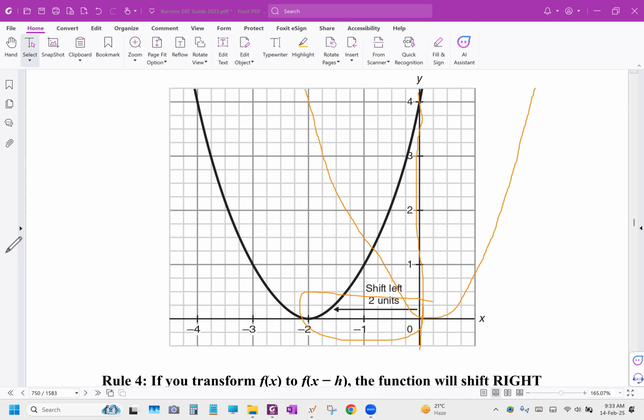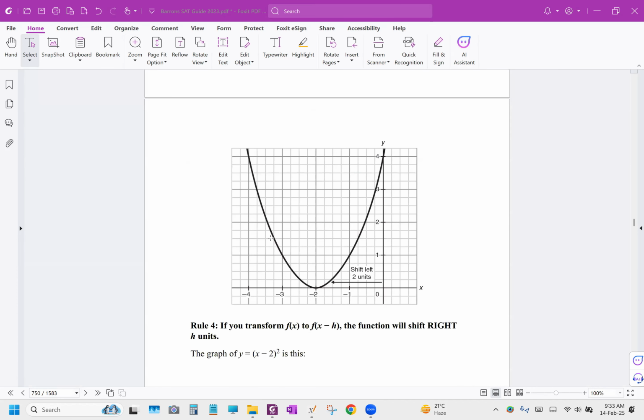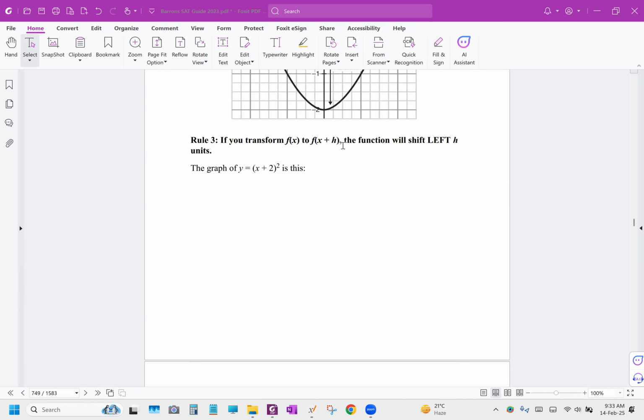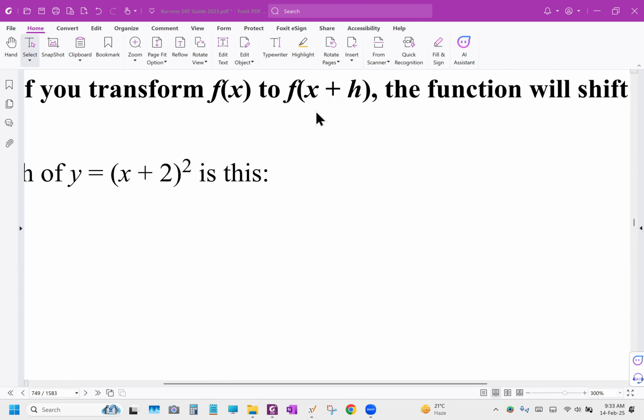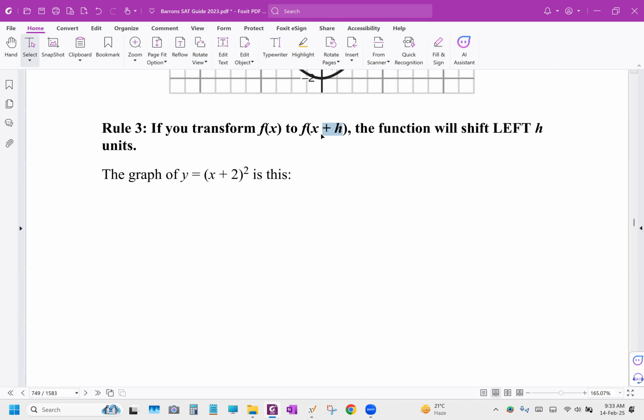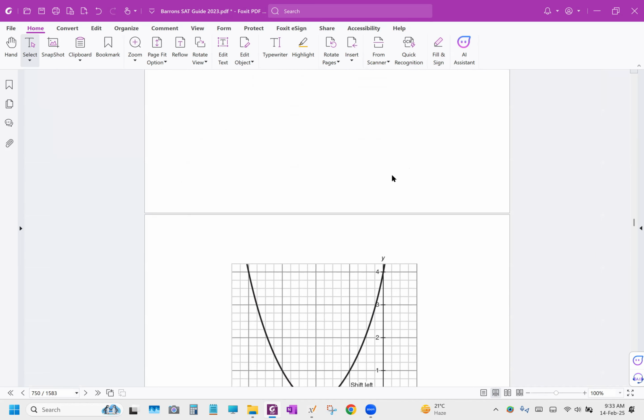And to do that, what do you need to do? You need to add a constant term with the x. Then the graph of the function will shift in the left direction by h units. You got it?